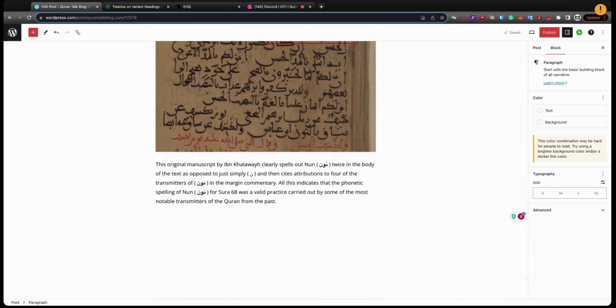And that's basically the conclusion. In the canonical readings of the Quran, it is spelled with a single nun. But in these variant readings by very prominent transmitters, it's actually spelled out as Nun wa Nun.